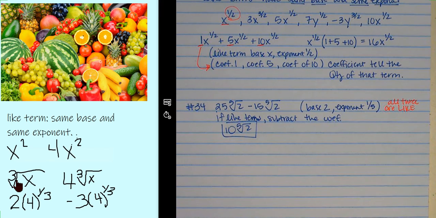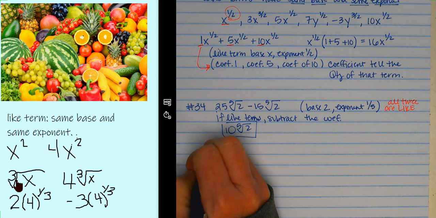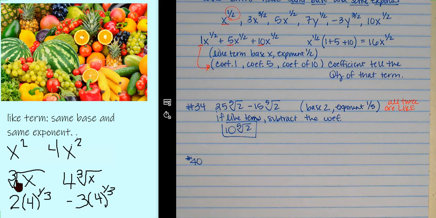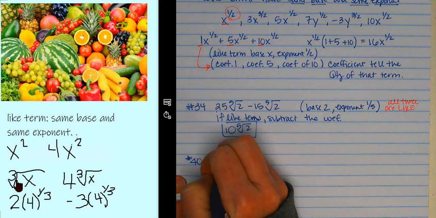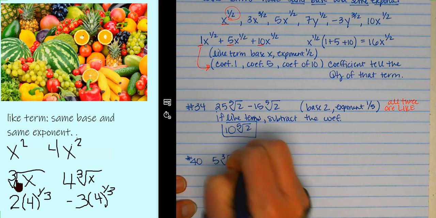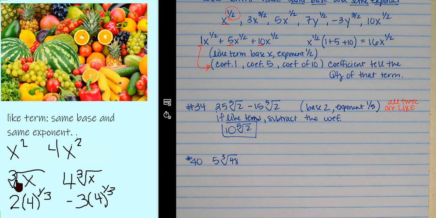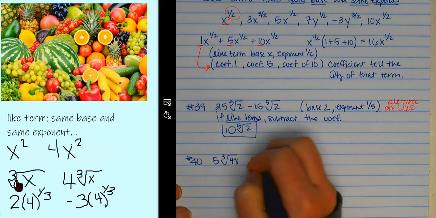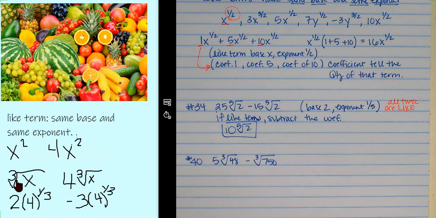Let's try a more complicated one. So this is number 40. Another even one. You have odd for homework. So 40 says 5 times the third root of 48 minus the third root of 750. So what do we do with that?